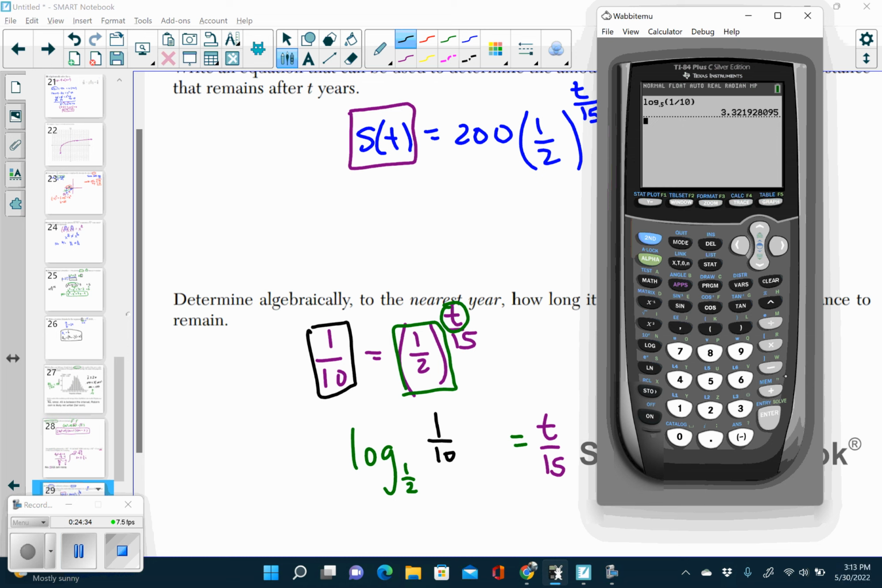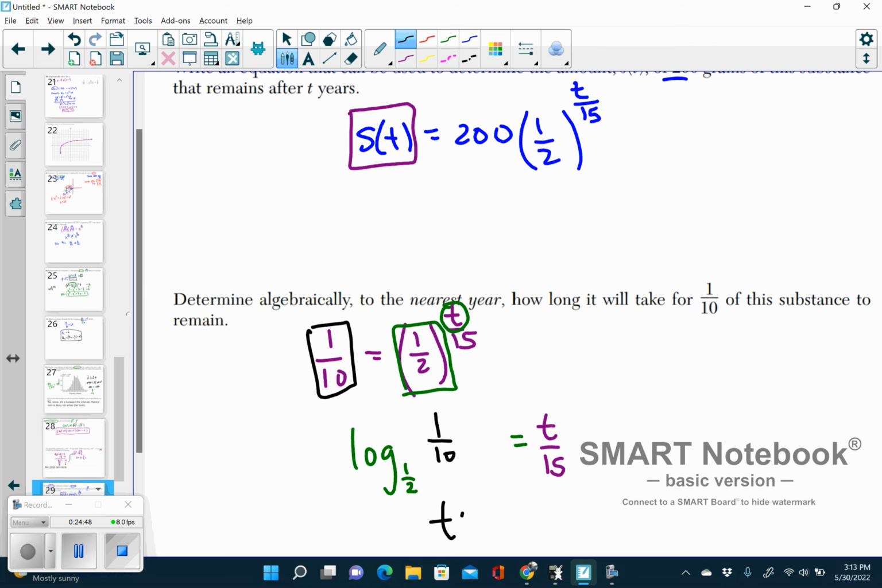And I have to multiply it by 15 for both sides, so times 15, and I'm going to get about 49.828, and it says rounded to the nearest year, so t is going to be about 50 years. Okay, about 50 years is how long it's going to take.